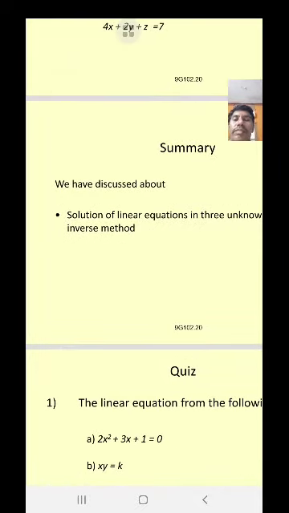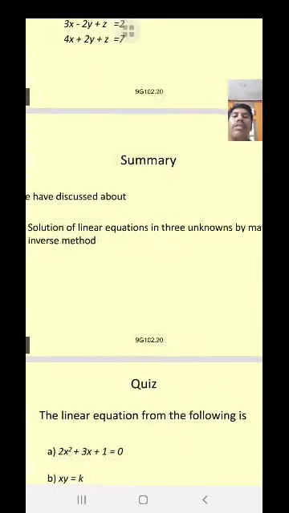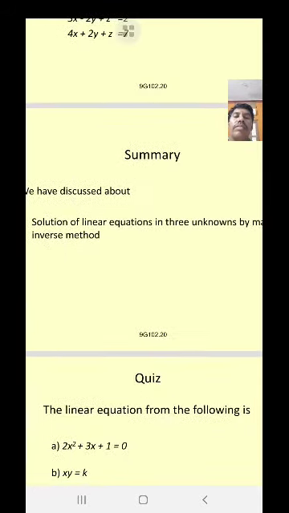Summary. We have discussed the solution of linear equations in 3 unknowns by the matrix inverse method.